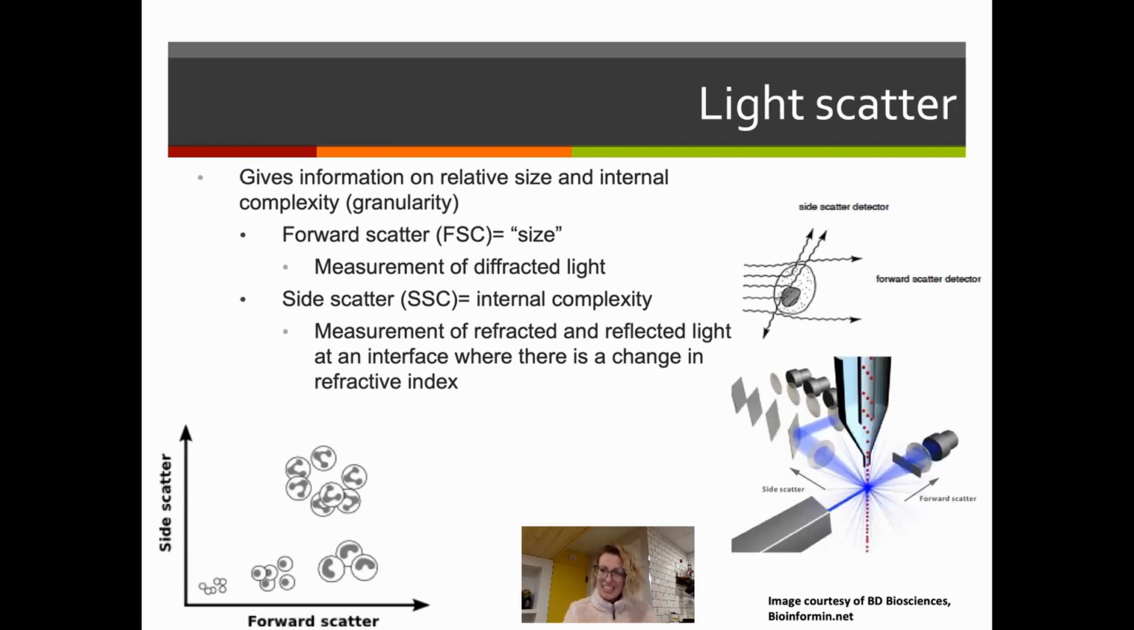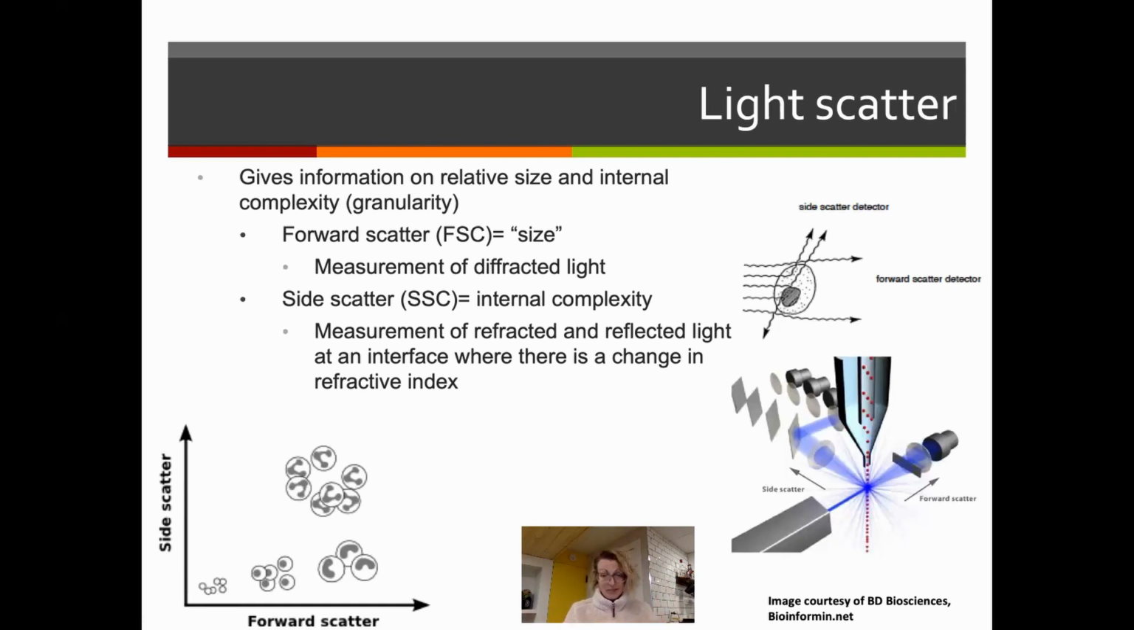So in this case, we're measuring the refracted and reflected light. And so the more things inside a cell that exist that bounce light, the more light that's going to refract or reflect, the higher side scatter we're going to have. So this is why it's thought of as a measurement of internal complexity. The more things to bounce light, the more side scatter you're going to have.